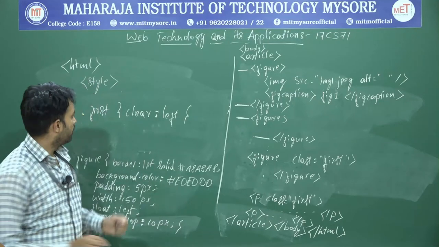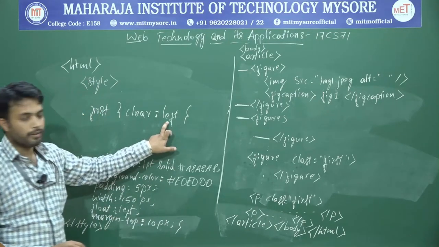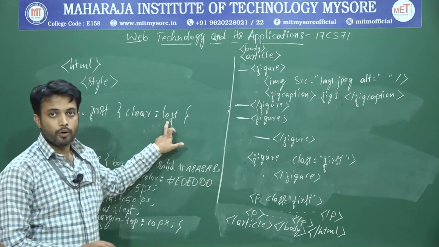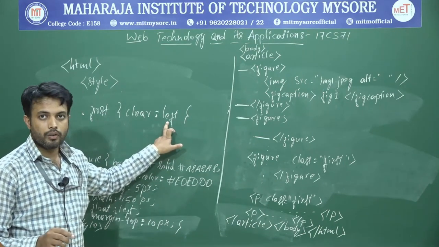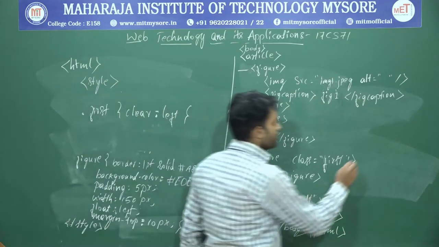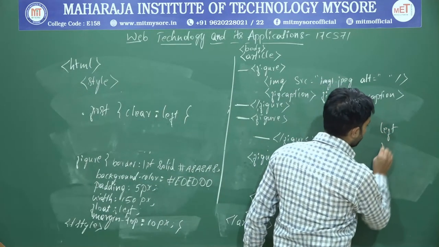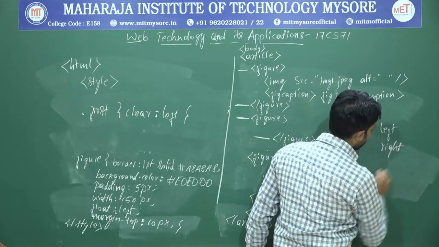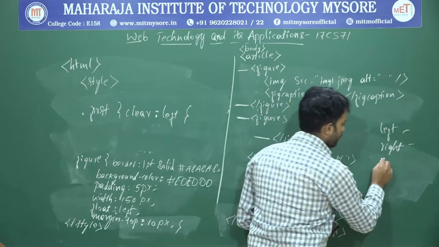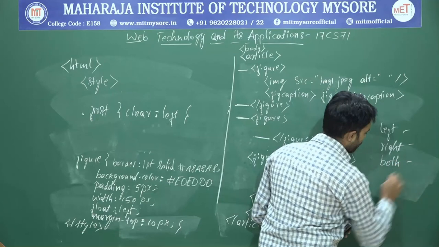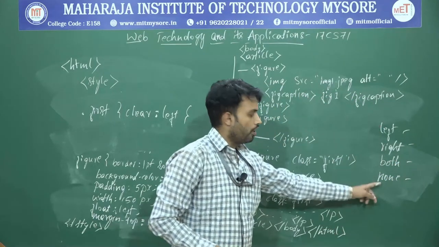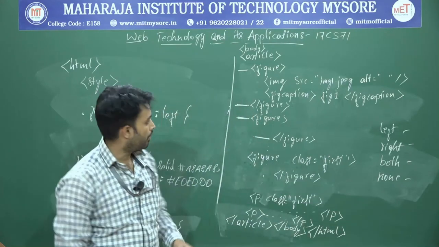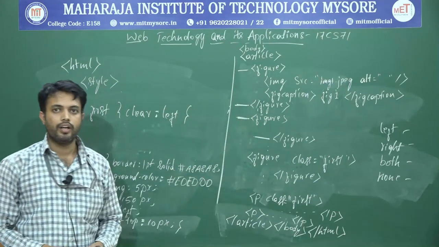This is what we call the clear property. There are 4 such properties: left, right, both and none. These are the 4 clear properties that we can use with floating elements.